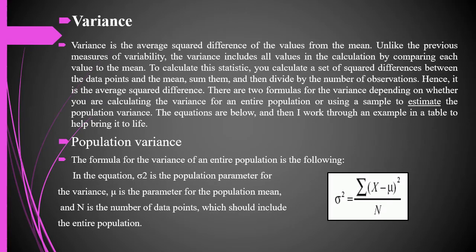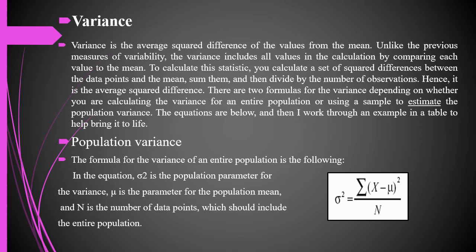Variance. Variance is the average squared difference of the values from the mean. Unlike the previous measures of variability, the variance includes all values in the calculation by comparing each value to the mean. To calculate this statistic, you calculate a set of squared differences between the data points and the mean, sum them, and then divide by the number of observations. Hence, it is the average squared difference. There are two formulas for the variance, depending on whether you are calculating the variance for the entire population or using a sample to estimate the population variance. The equations are below, and then I work through an example in a table to help bring it to life.